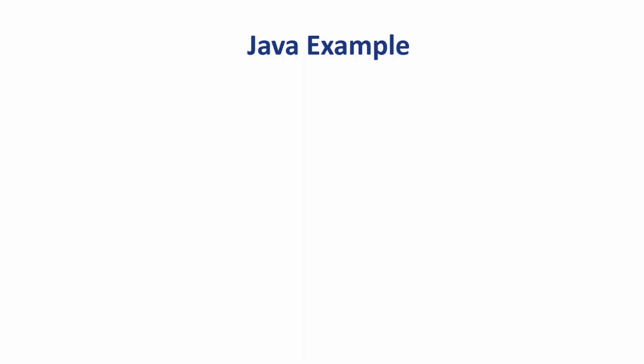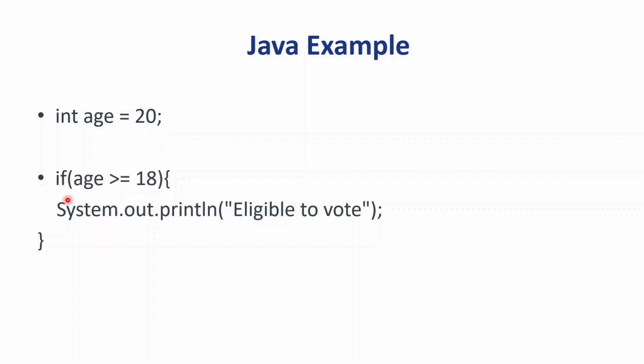Now let's see this in a very simple Java program. We have int age equals 20 and then we check if age is greater than or equal to 18, System.out.println eligible to vote. Which means if age is greater than or equal to 18, then the program prints eligible to vote. So if the condition is true, then the output is printed.